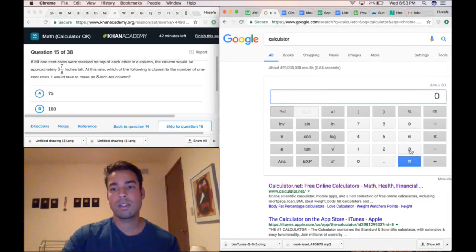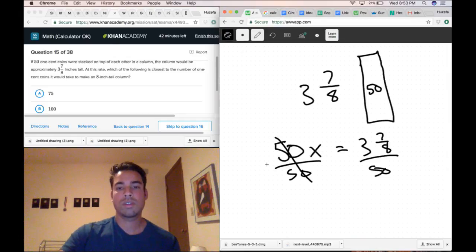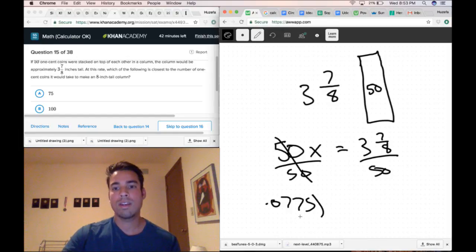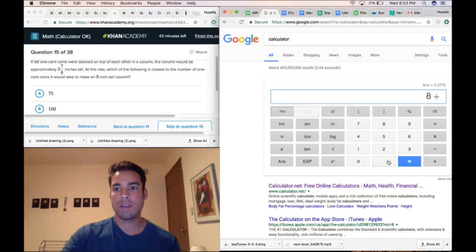3 and 7/8 is 3.875, but if you don't believe me, 7 divided by 8, plus 3 equals 3.875, and then we're dividing by 50. So each one of those is about 0.0775. Now we say 0.0775 times what number? We'll call this n, so as not to confuse it with x, equals 8 inches. So it's 8 divided by 0.0775, which equals, oh, did it say approximately?